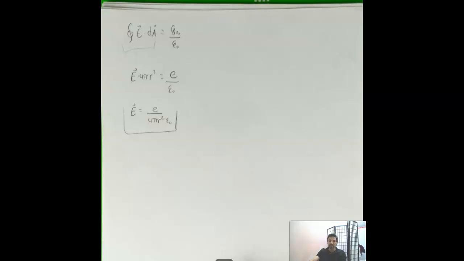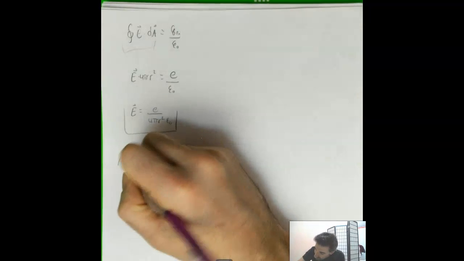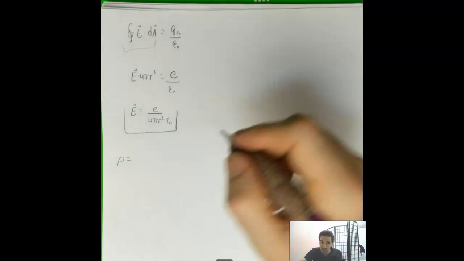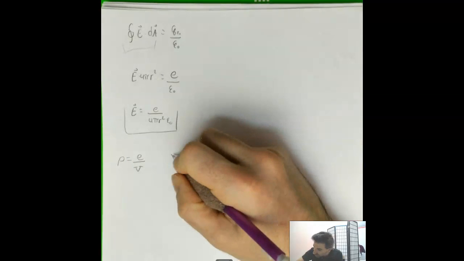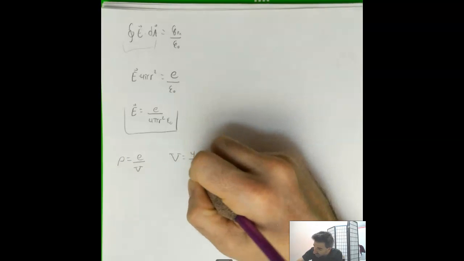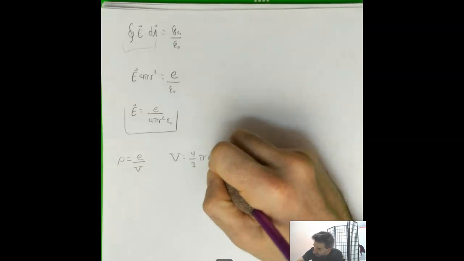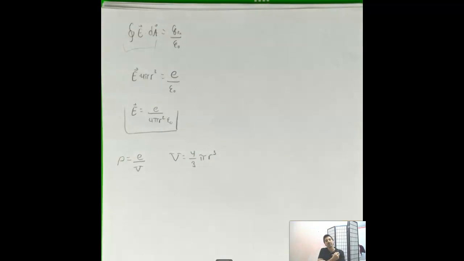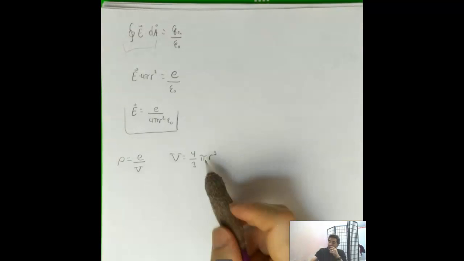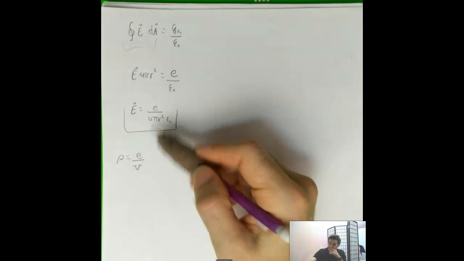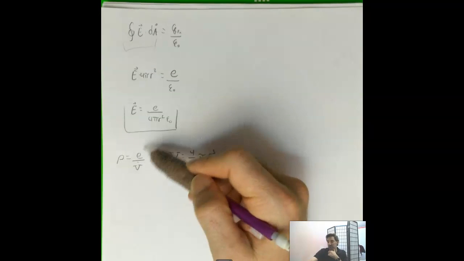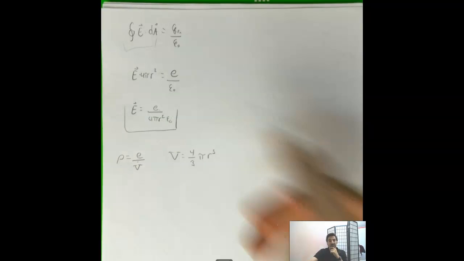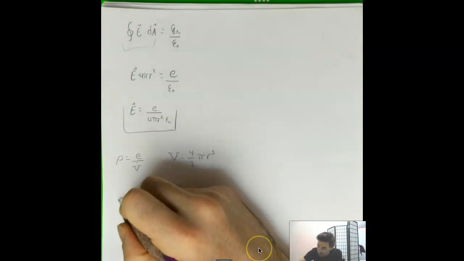Now, how is this going to be helpful for us? Well, we know that we've got this charge density. And remember, a charge density by definition is my charge per unit volume, where the volume of the sphere is 4/3 pi r cubed. So now I can substitute this in here. I want to solve for E because I can put my charge in for my electric field. So let's just try and do that here.